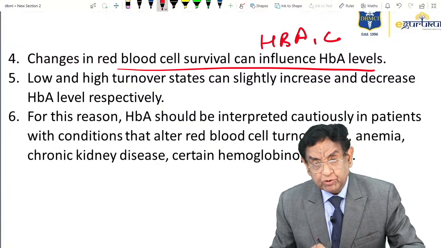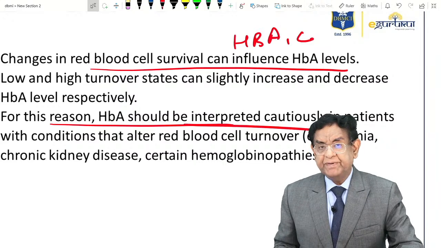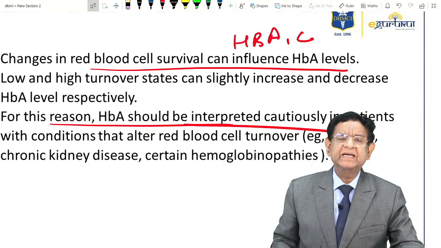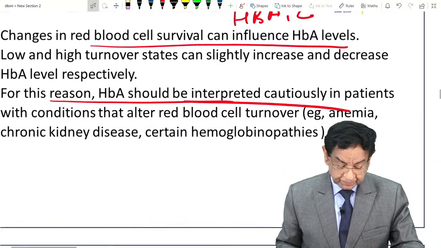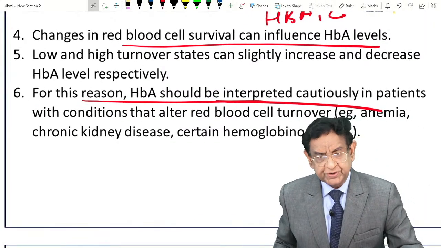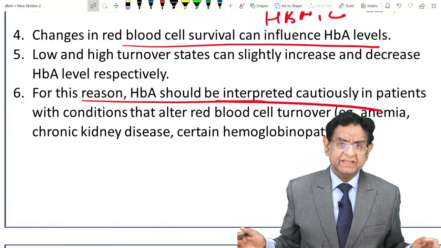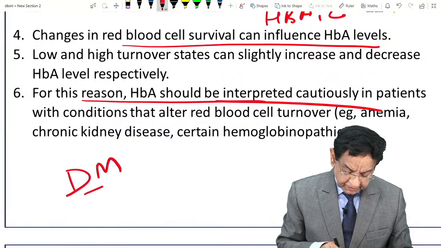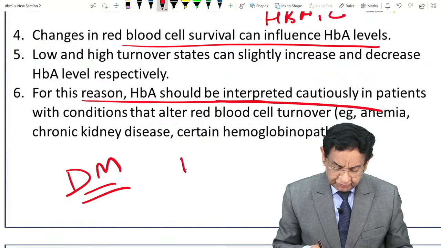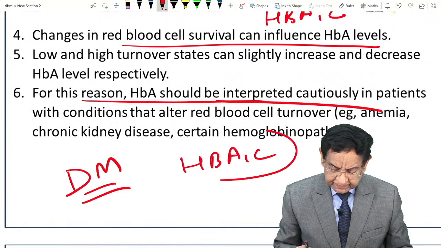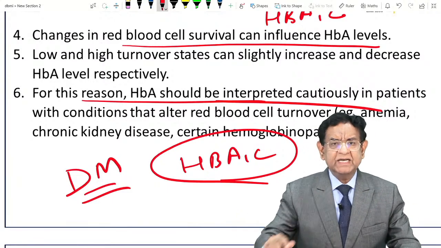So as I told you, that's why we never use HbA1c to monitor diabetic control in thalassemia patients. In fact, this is true for any hemoglobinopathy, including sickle cell also. Now I have a question for you. We get one patient of beta thalassemia major, and he's a diabetic also. We get one patient of hemoglobinopathy with diabetes, so we are not going to use HbA1c to monitor his long-term diabetes, beyond doubt. Write down the answer in your copy.